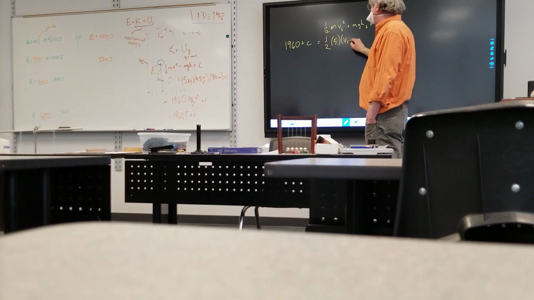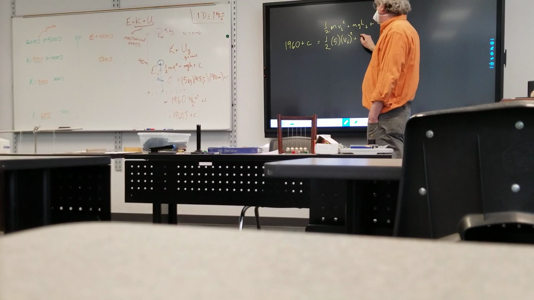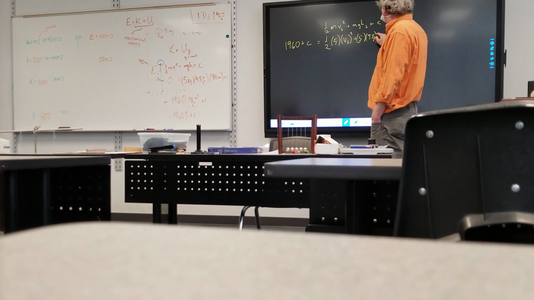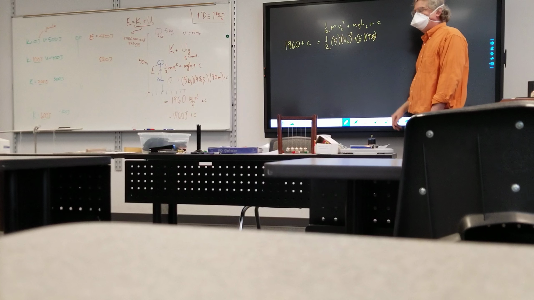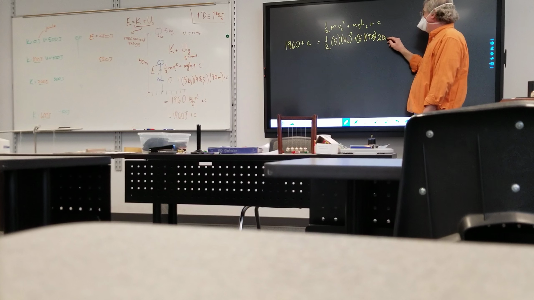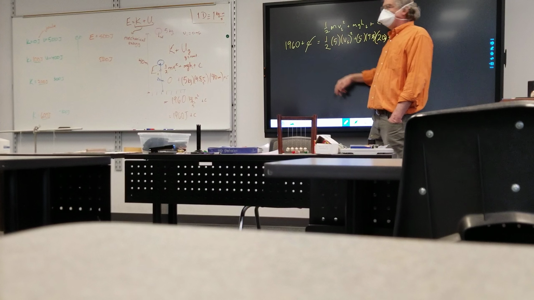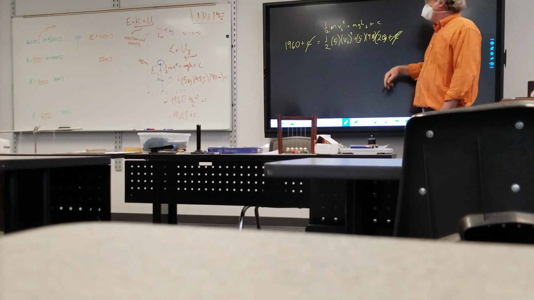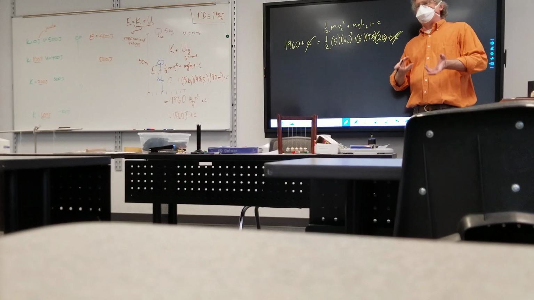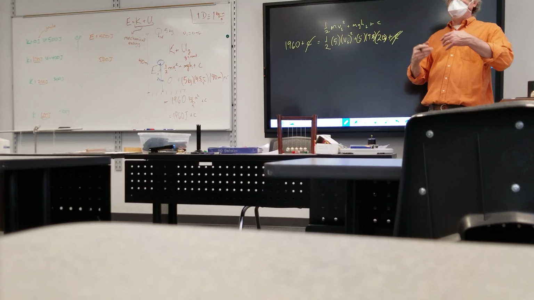I'm trying to figure out my final speed there. Plus 5 times 9.8 times, what's my final height? 20 meters. Plus C. And the reason why we don't need to figure out C is C cancels out. I have it plus C on both sides, because the actual value of potential energy is not as important as how it changes.